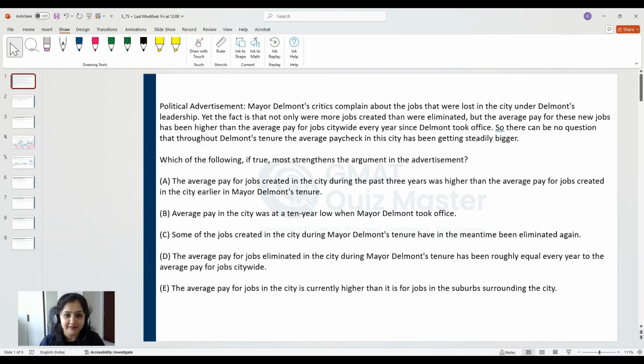Hi, let's solve this strengthen question. Keep in mind that this strengthen question is not just about CR. It also tests how well you understand the concept of averages. So let's get to it.